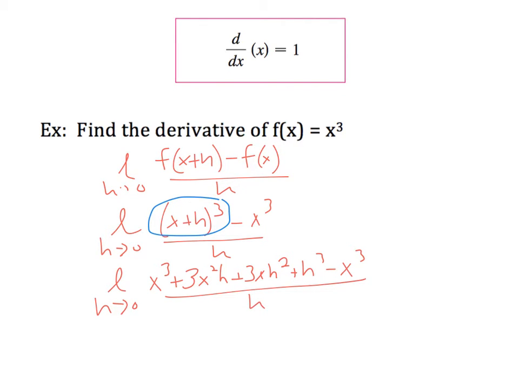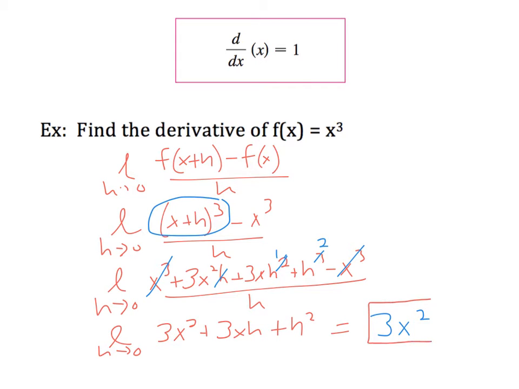Notice that our original function x cubed cancels out of here. And if we cancel one of the h's from the top, we can simplify this to be the limit as h approaches 0. Looks like we're left with 3x squared plus 3xh plus h squared. And by substitution, if we sub in 0, our answer becomes 3x squared. So what I want you to notice is our result here, 3x squared, compared to our original function, x cubed.